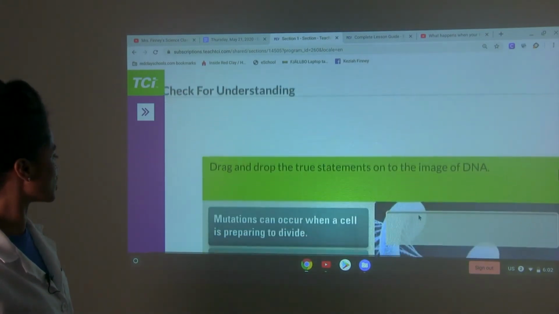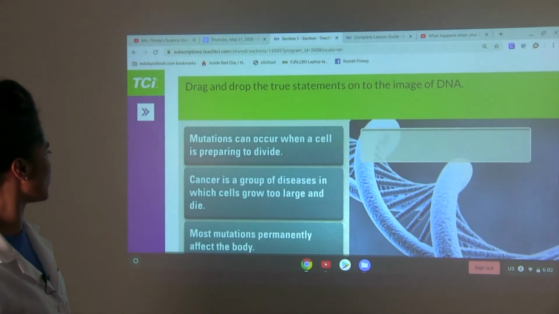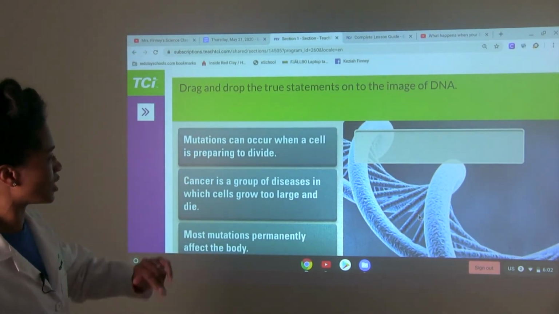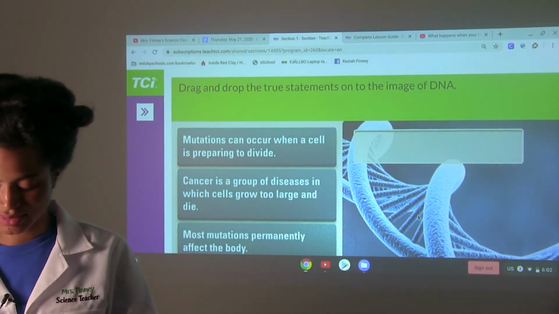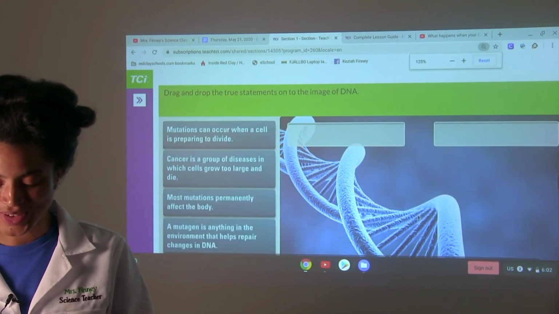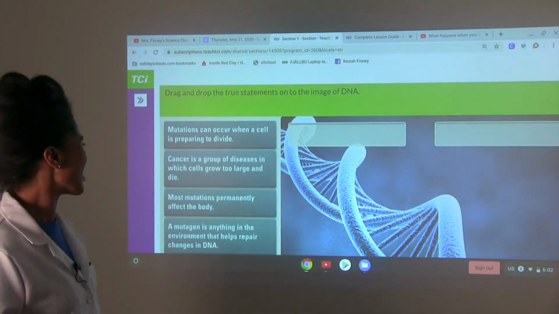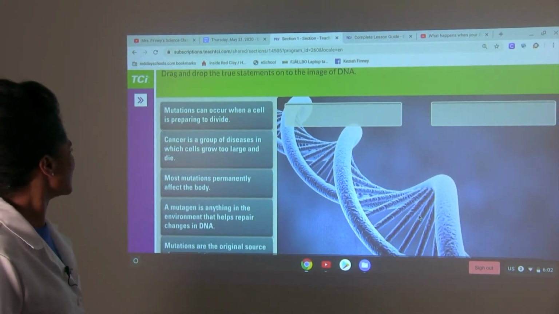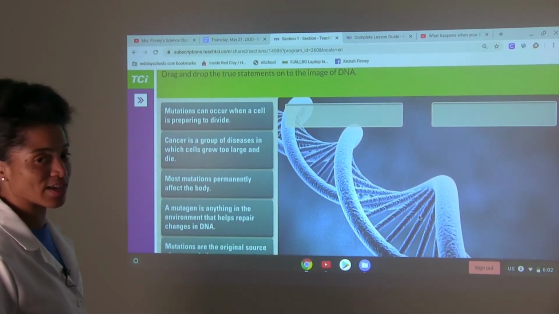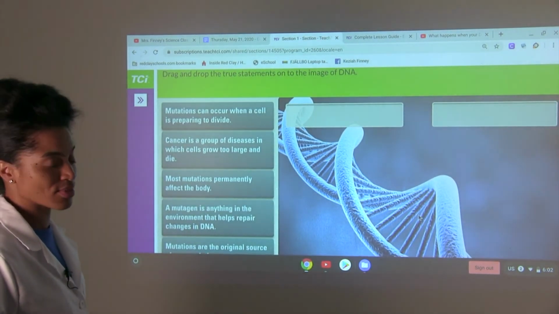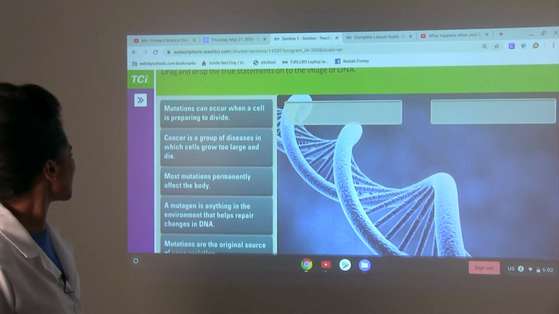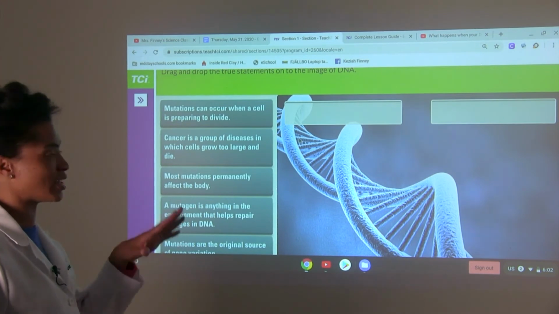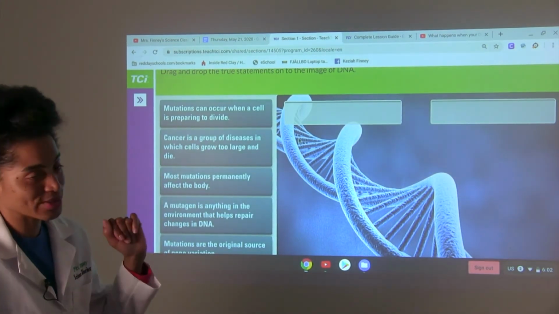All right, let's go to our check for understanding here. We want to drag and drop the true statements onto the image of DNA. See what you got from what we covered. All right, first section, lesson 11. True, we're dragging. False, we're leaving. First statement: mutations can occur when a cell is preparing to divide. Do you want to drag and drop or leave it? What do you think?